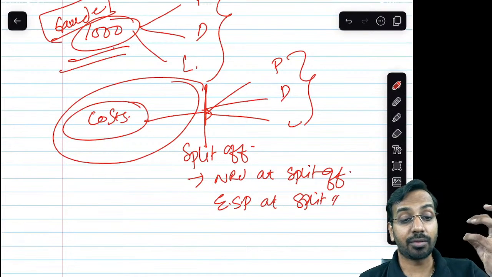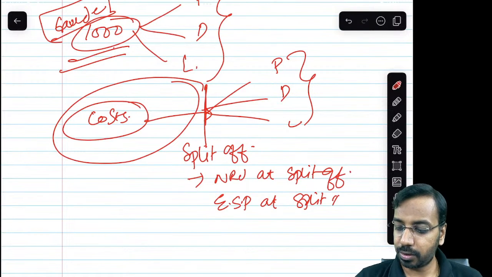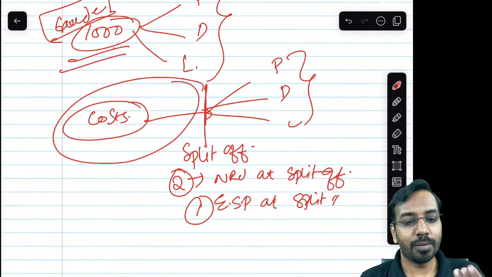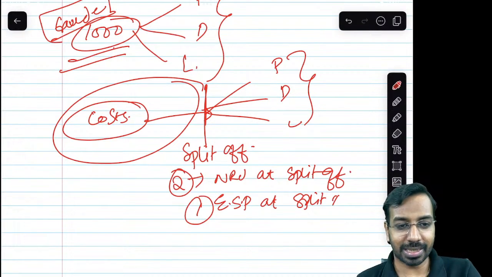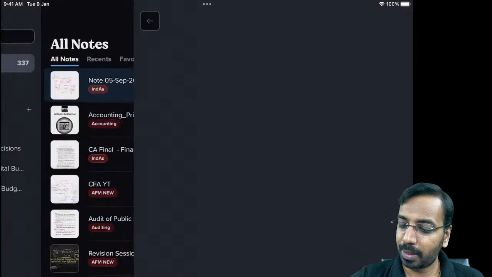So what you have to do is calculate the estimated selling price at the split-off point. If that is available, use that. This is the first preference. If that is not available, calculate the NRV. How do we calculate the NRV? Again, estimated selling price minus the cost of completion will give you the NRV, right?